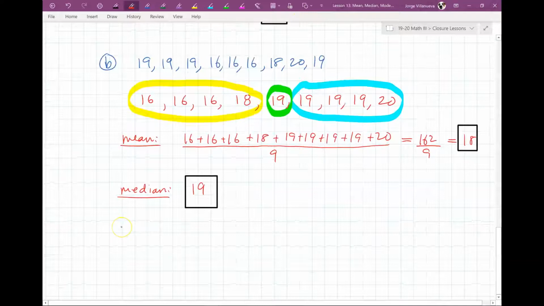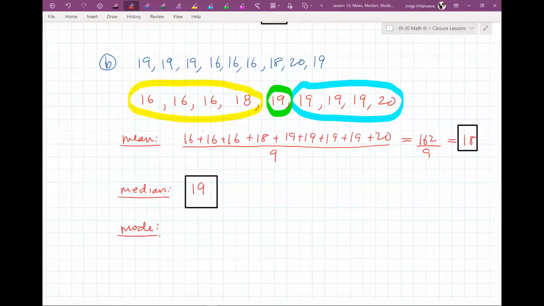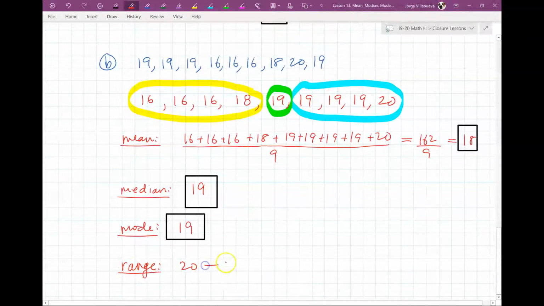My mode, the number that occurs the most. Well, if I look, 19 occurs 4 times, 16 occurs 3 times, 18 and 20 both occur once. So the one that occurs the most is 19. So 19 is my mode. Now my range, last piece right here, is to get the big number minus the small number. So 20 minus 16 is 4.